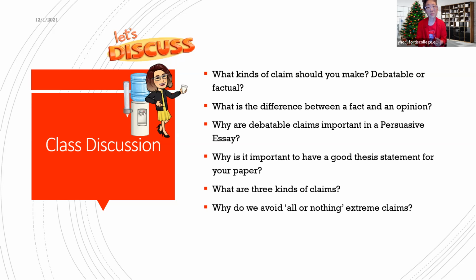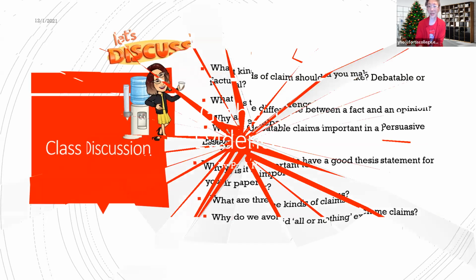Why is it important to have a good thesis statement? Well, then you have one central idea, and people can focus on that one central idea. And also it means that your paper has logos, appeal to logic. And what are three kinds of claims? Claim of truth, claim of value, and claim of policy. The most common claim is the claim of policy, in which you talk about something should or should not be done. Why do we avoid all or nothing extreme claims? Well, that's because of the fallacy of presumption. Not all Chinese people are good at math, and certainly not me, good at math, that is.